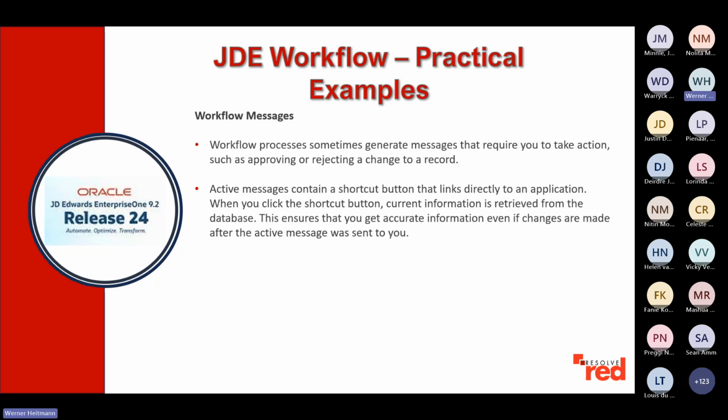Okay. Then workflow processes sometimes generate messages that require you to take action, such as approving or rejecting changes to a record. Active messages contain shortcut buttons that link directly to an application. When you click on the shortcut button, current information is retrieved from the database. This ensures that you get accurate information even if changes are made after the active message was sent to you.